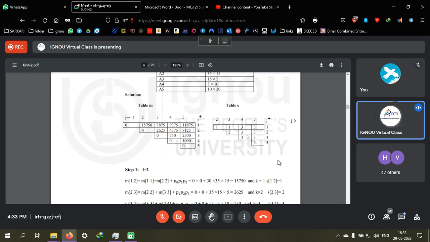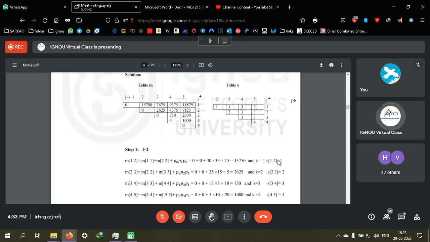Ma'am, what is k here? Okay, this is the value of i and j, right? And the k is always equal to j minus 1. That means 3 minus 1, 2. Okay. So how do we calculate the value of k? j minus 1. So here is the value of j, that is 3. 3 minus 1 is 2. Okay, right, ma'am. Thank you.